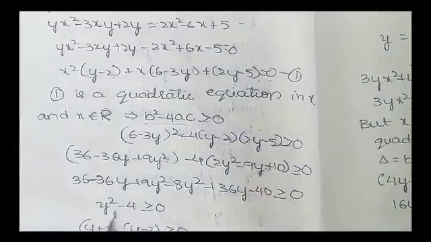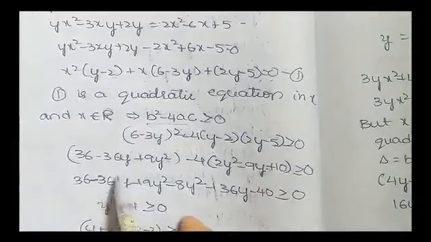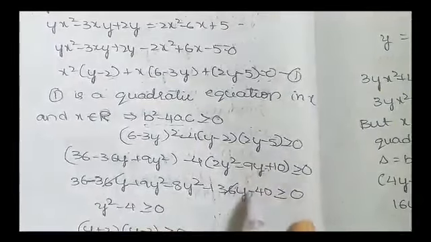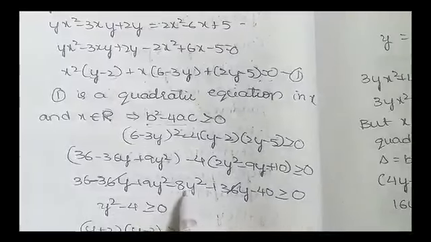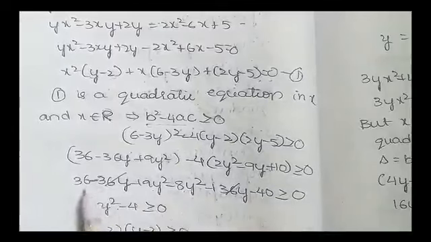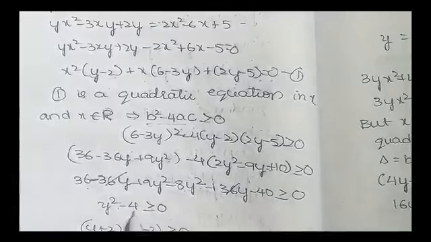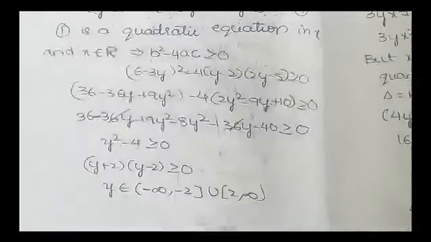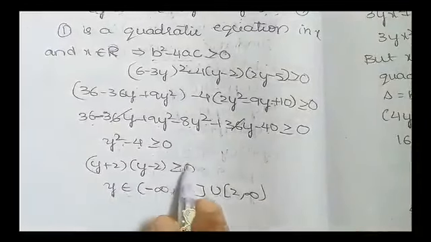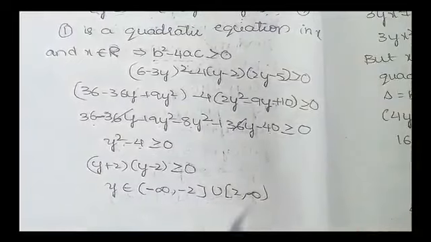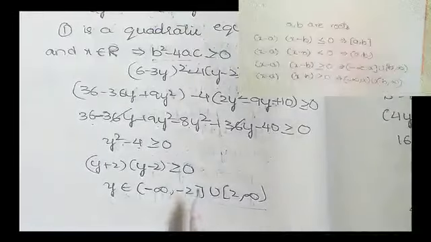So it is the equation y square minus 4. Here minus 36y and plus 36y cancel, and 9y square minus 8y square gives y square, 36 minus 40 gives minus 4, less than or equal to 0. That is (y plus 2) into (y minus 2). So it is in the form greater than or equal to 0. So we have to write here. So it is the range of the given expression.